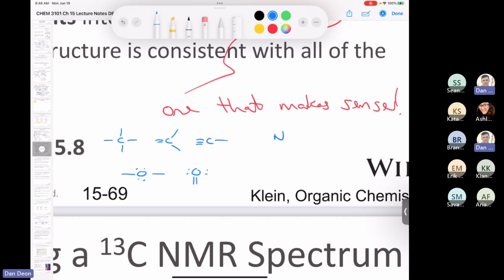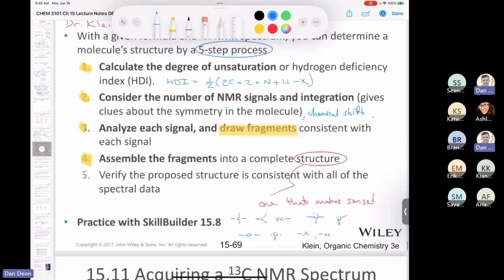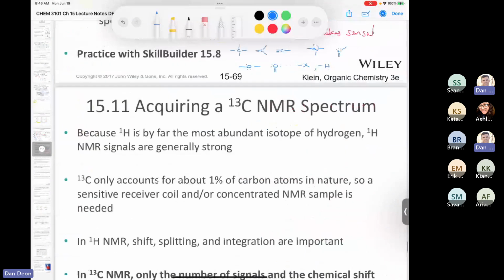You should know that nitrogen always has 3 bonds and 1 lone pair. You could have something like this, but we wouldn't see that. So you've got to use the proper bonding. The halogens always have 1 bond, and hydrogen always has 1 bond. So make sure that your structure makes sense. If you've got 6 bonds to a carbon or 1 bond to a carbon, whoa, you're way off in left field. So make sure you propose something that is reasonable.